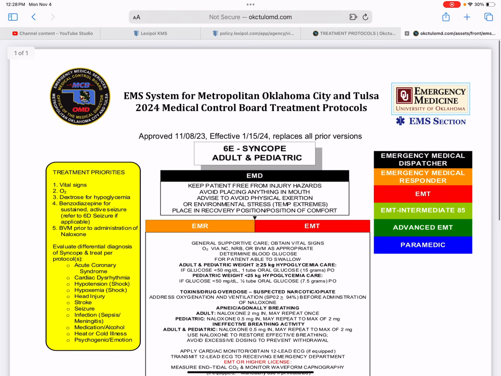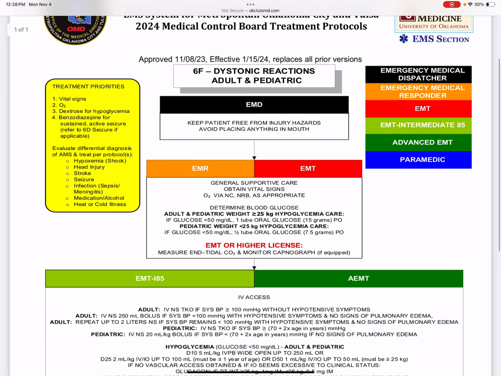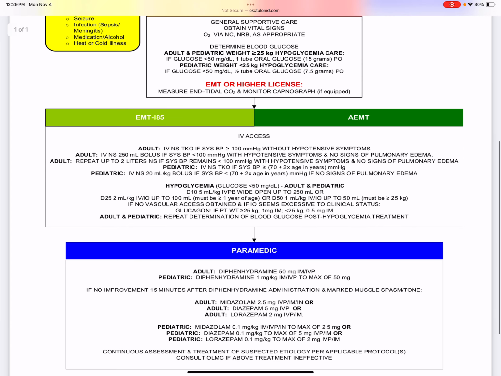Since this was a really short one, we're going to go ahead and jump into dystonic reactions because it's another very short one. This is section 6F. The treatment priorities on this are just vital signs, O2, dextrose for hypoglycemia, benzodiazepine for active seizures, and then evaluate differential diagnosis of altered mental status and treat per protocol. Nothing different, again, in the EMR EMT box. Nothing different for the intermediate advanced. It's all going to be the same as our altered mental status protocol and what we just talked about.